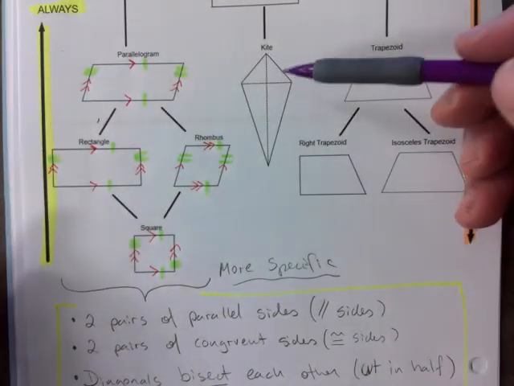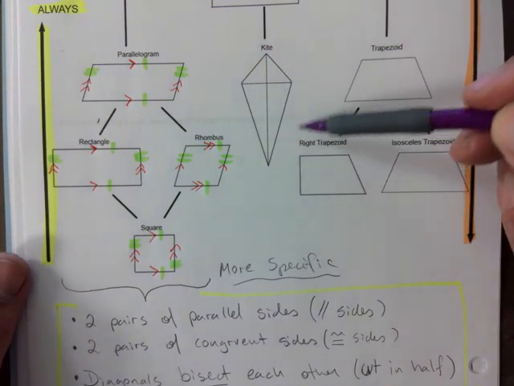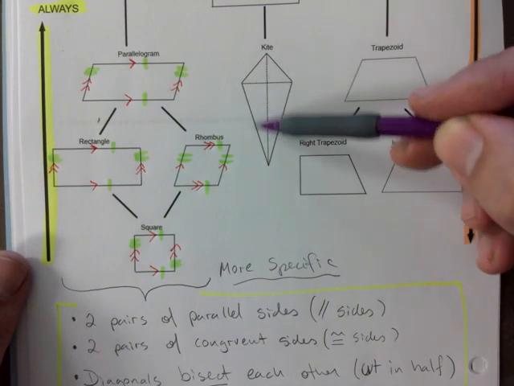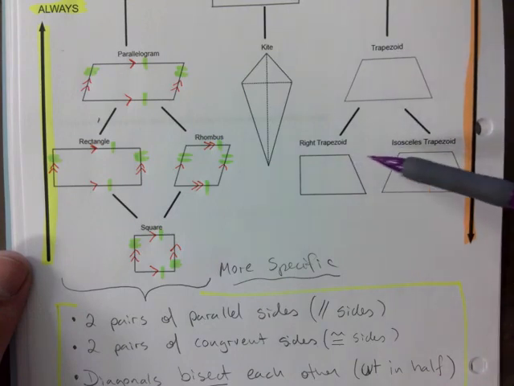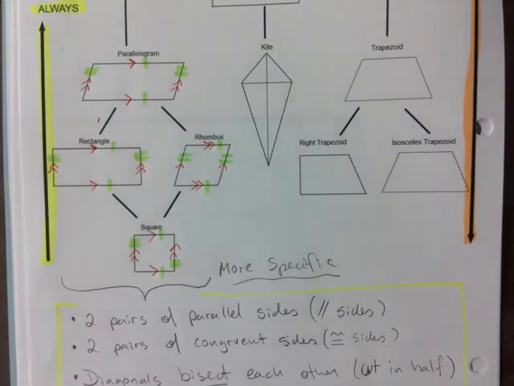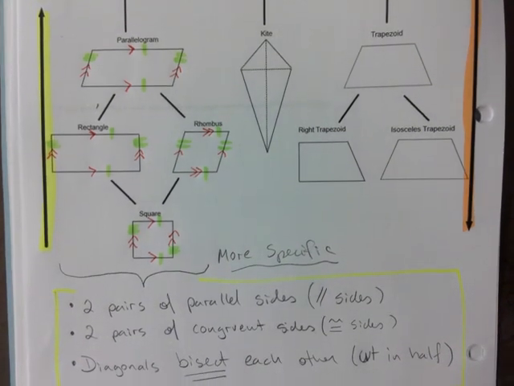I just want to talk about the kite is a standalone, all on its own. There's nothing else. And trapezoids, there's only two types of trapezoids that we deal with. More about that tomorrow. And we'll just leave it at that right now.